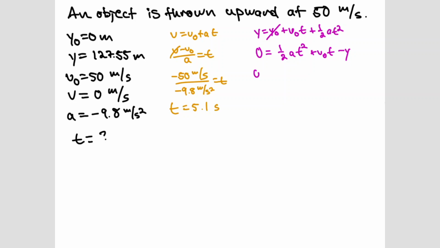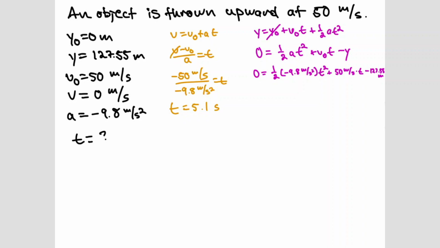Anyway, now I'm going to start. In this case, I can't really start by isolating the t variable because it happens to be in both terms. So I'm going to choose to plug in my numbers first, and then I'm going to apply the quadratic formula. So let's see, I have 1/2 times negative 9.8 meters per second squared. I might run out of space here. Plus 50 meters per second times t minus 127.55 meters. Okay, that barely fits. It fits though. I'm going to simplify this a little.